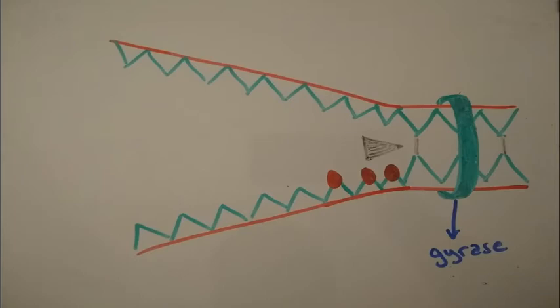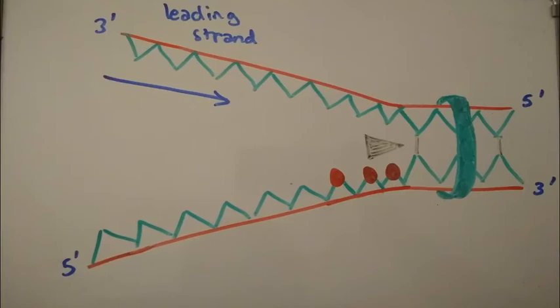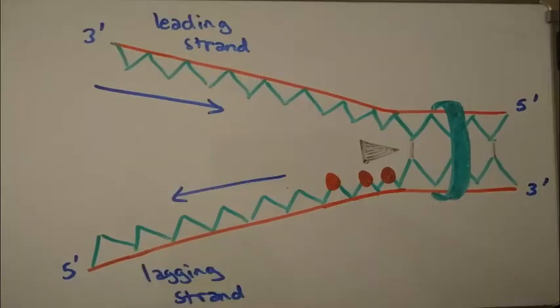Since DNA can only synthesize in a 5' to 3' direction, the leading strand will be the top strand. The old DNA will be red and a new strand will form from left to right, while the bottom strand is the lagging strand. Being complementary to the top, a new strand will form from right to left.